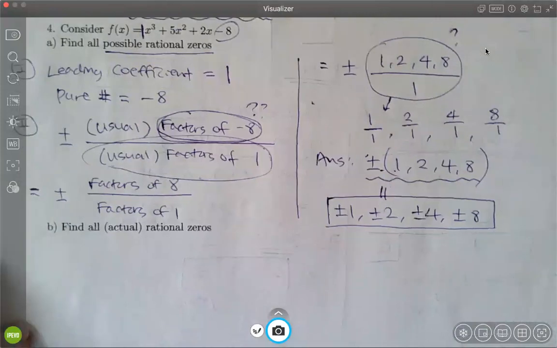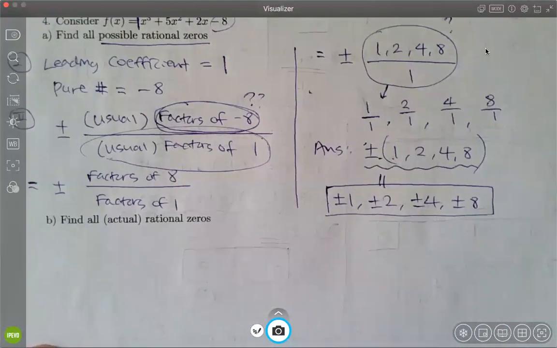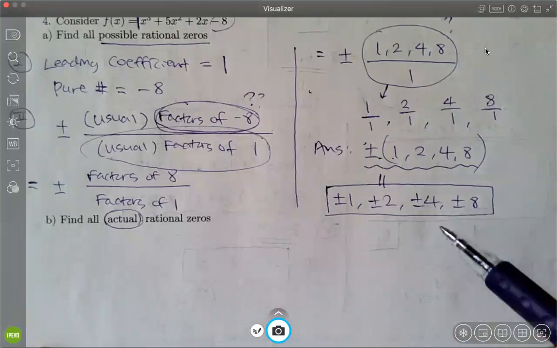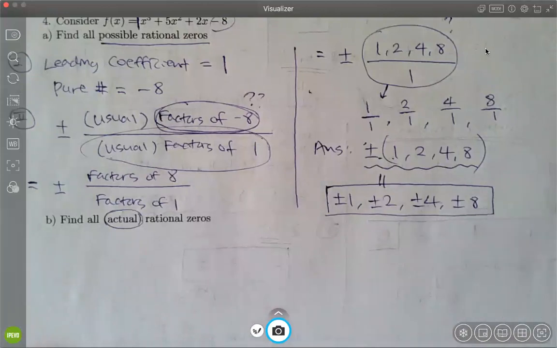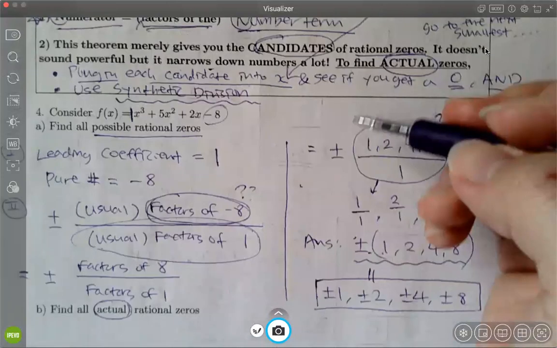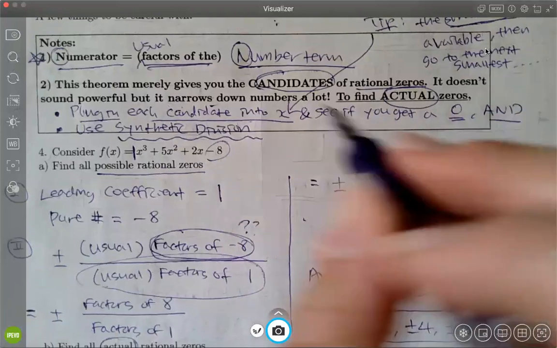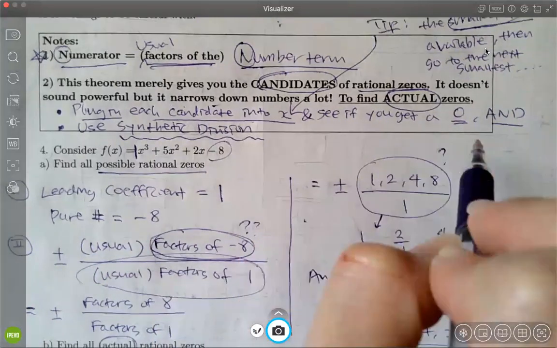And now part B, find all actual rational zeros. Even though we got these 8 candidates, we don't know which ones are the rational zeros. It might be all of them, one of them, or some of them. So how do we find the actual rational zeros? Going back to this remark, we have to plug each number into x and see if we get a 0 at the end, and then we'll apply synthetic division.